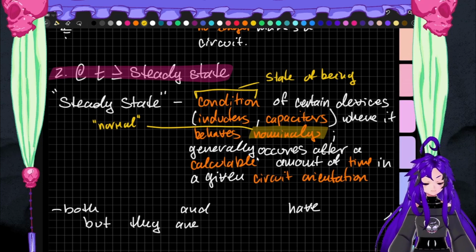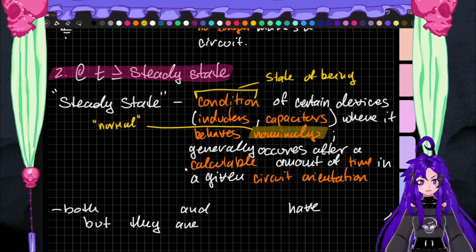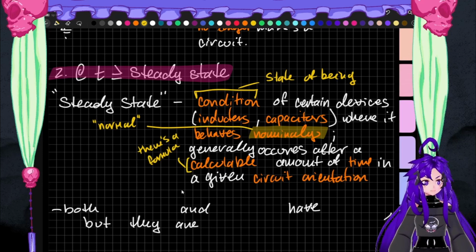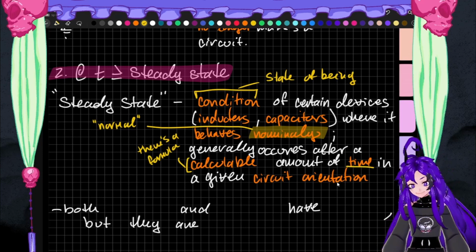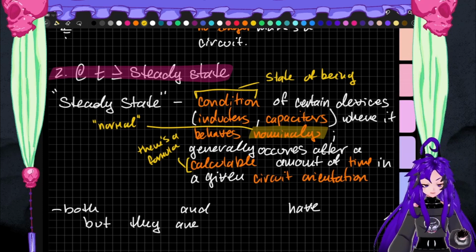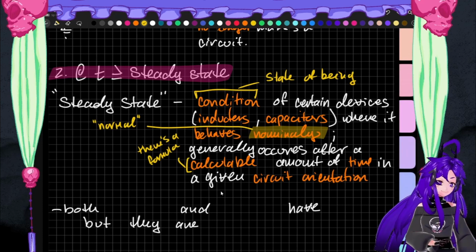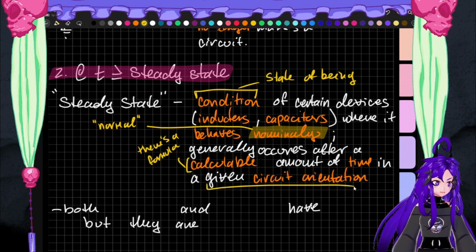So, generally occurs after a calculable amount of time in a given circuit orientation. So, calculable means that there's a formula for it. You can calculate it. There's a formula to find how much time it takes to reach steady state. Again, not doing the math today, so we are not gonna get into what that formula is, but be prepared. There's a formula. All right?